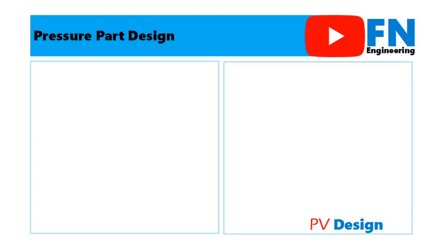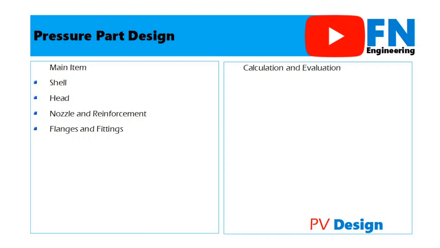Alright, based on the datasheet, we start the design of the main items of the pressure part in this vessel. We will design 4 main items of pressure part, including shell, head, nozzle and reinforcement, and flange and fittings. There are some calculations and evaluations for the pressure part. For instance, thickness calculation, maximum allowable working pressure calculation, minimum design metal temperature evaluation, and others.